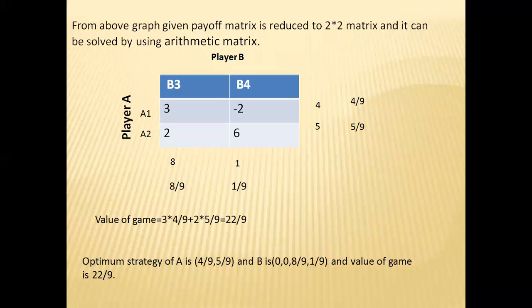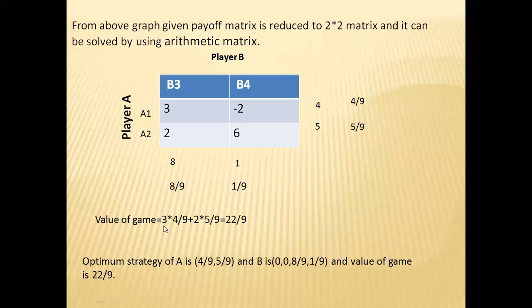Considering this row 1, 4 by 5 plus 4, that is 9, and hence 5 by 4 plus 5, that is 9, 5 by 9. Hence the optimal values regarding row 1 is 4 by 9, row 2 is 5 by 9, column number 1 is 8 by 9, and next column number 2 is 1 by 9.